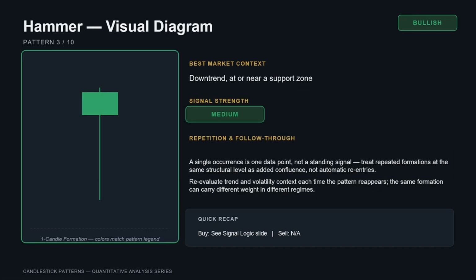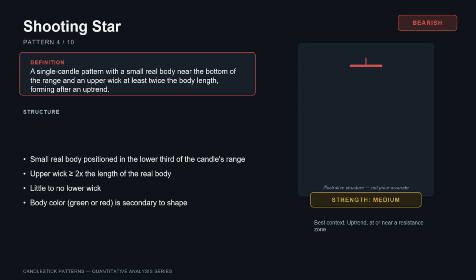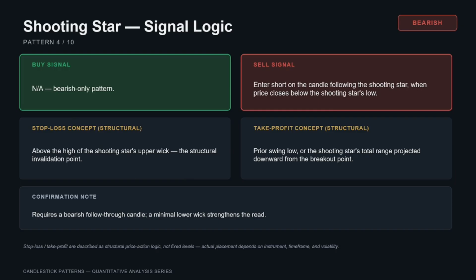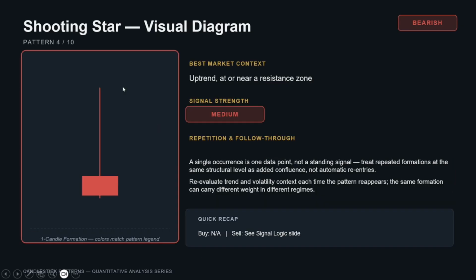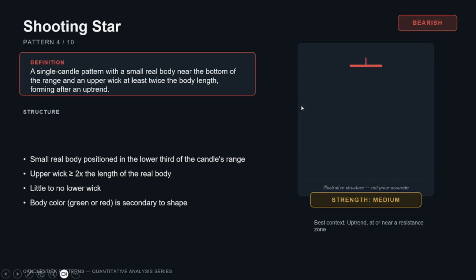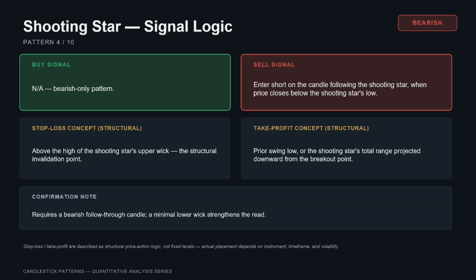Pattern 4. Shooting star. Inverse of the hammer: small body in lower third, upper wick greater than or equal to 2 times body length. Best context: uptrend near resistance. Signal strength medium. Signal logic: enter short on the candle following the shooting star when price closes below the shooting star's low.